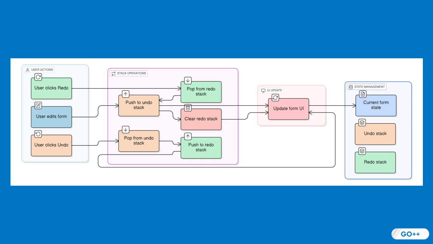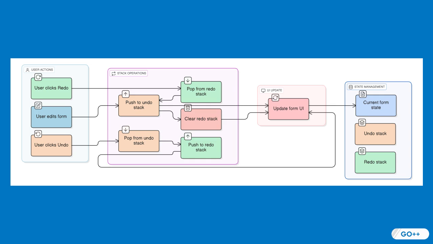Imagine the form as a living document. Each change is a page in its story. The undo-redo stack is the timeline, letting you revisit any chapter. For users, this means absolute freedom. Mistakes are never permanent, and exploring different configurations becomes safe and reversible.